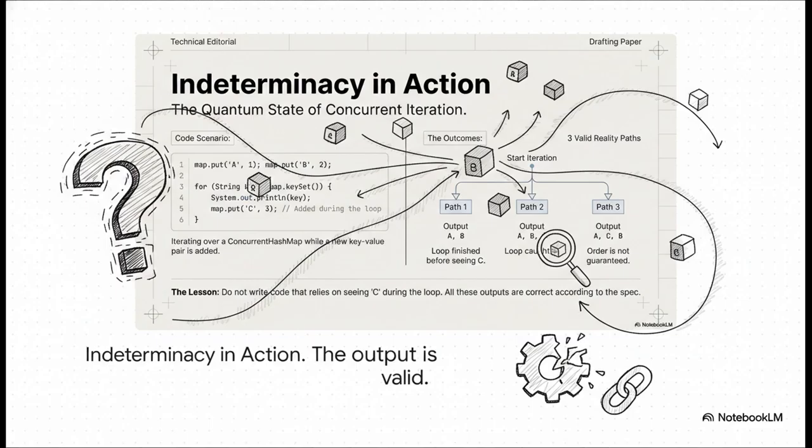So that amazing performance brings us right back to weak consistency. Look at this. We're adding the letter C to the map while we're in the middle of looping over it. So what's the output going to be? Well, the answer is we have no idea. It's totally unpredictable. The loop might finish before it ever sees C, or it might happen to see it. And here's the kicker. Both of those outcomes are considered correct. The huge lesson here is to never write code that depends on seeing a change that happens during a loop.